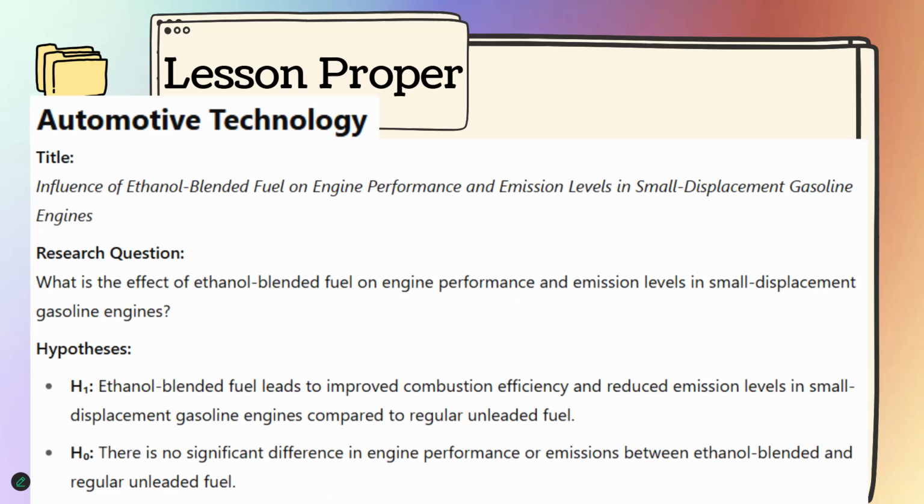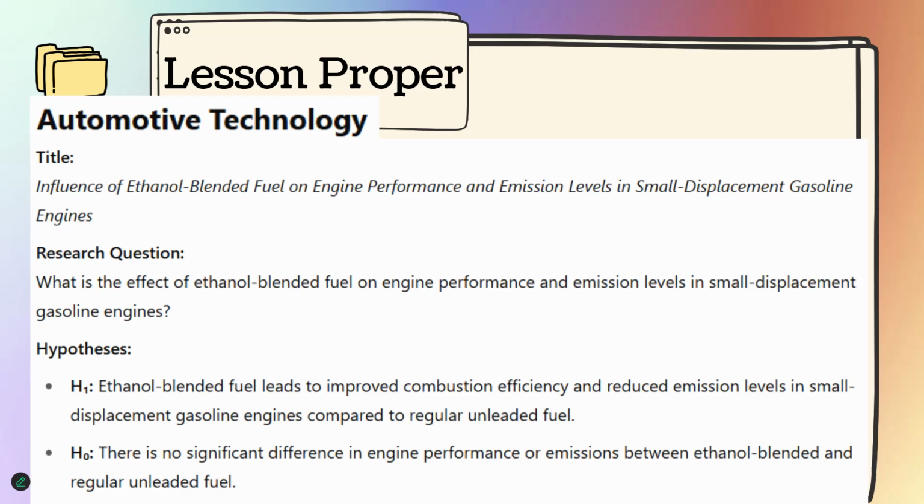Okay, another example in automotive technology: Influence of Ethanol Blended Fuel on Engine Performance and Emission Levels in Small Displacement Gasoline Engines. So, the research question is, what is the effect of ethanol blended fuel on engine performance and emission levels in small displacement gasoline engines? So, this is also an experimental study wherein the researchers will test the effect of ethanol blended fuel. They will test the effect of it on the engine performance and emission levels.